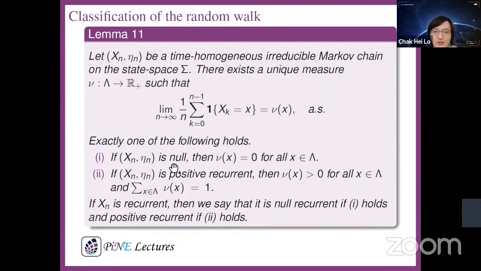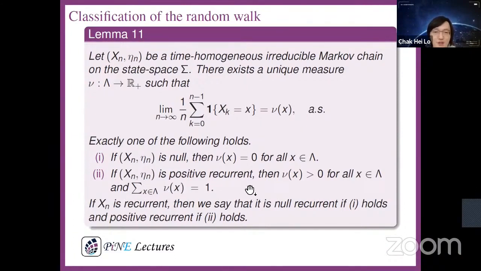So if it is null, what it means is that it is recurrent but not positive recurrent. If it's not positive recurrent, then we call the process null, and we have this nu is actually zero for all x. If it's positive recurrent, then we have the usual thing: this nu x is strictly positive for all x in the set lambda, and it also sums up to one.